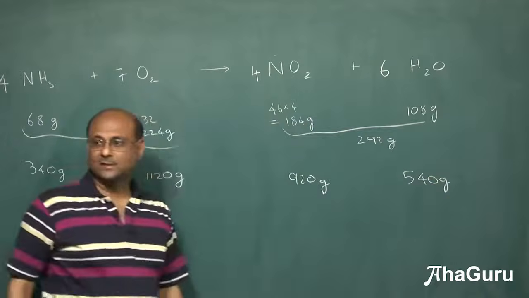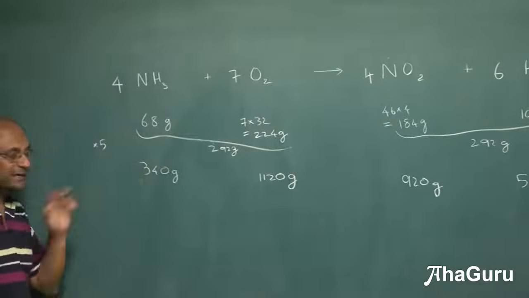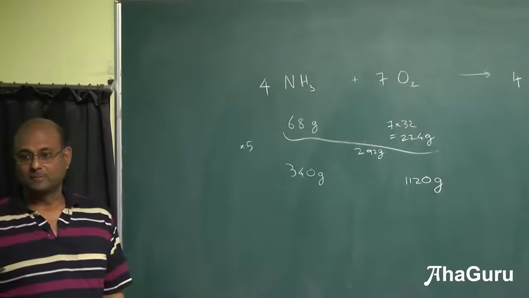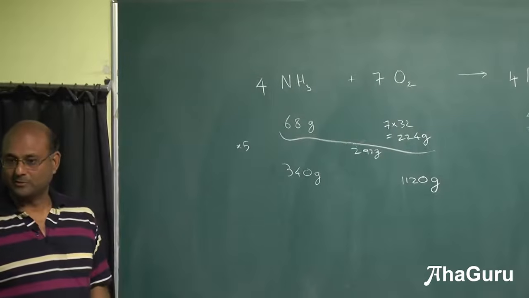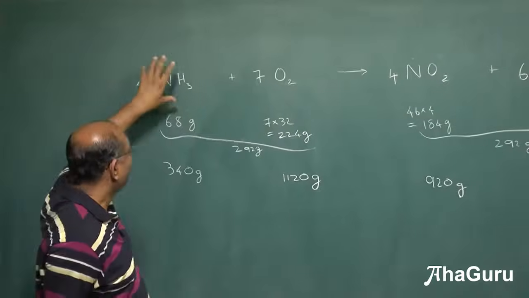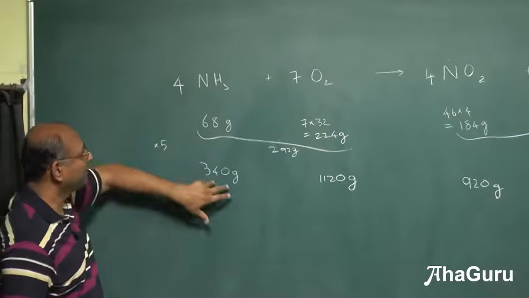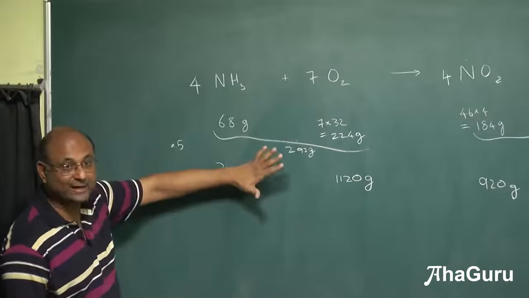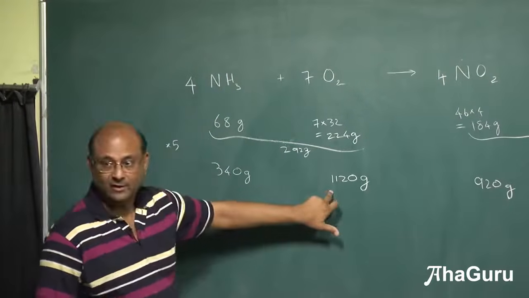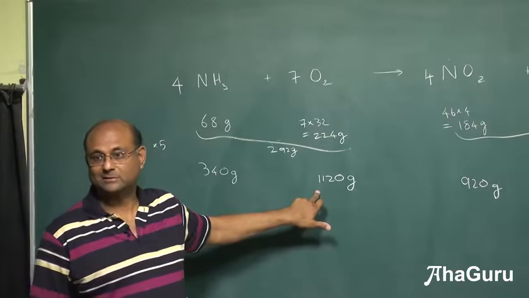So that means when the reaction happened with 340 grams of ammonia, how much water was produced? 540 grams of water was produced. The question may not say find everything. The question may say to have a reaction with 340 grams of ammonia completely reacting, how much oxygen do I need? Answer is 1120 grams of oxygen.